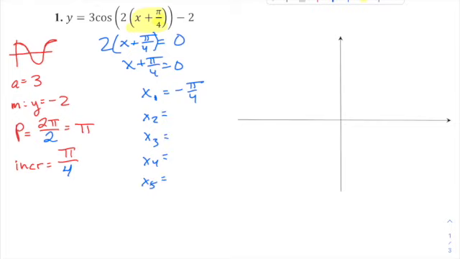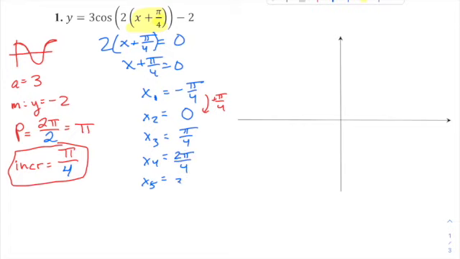They are all this increment distance away. So add pi over 4 and you get to the next key point. -pi over 4 plus pi over 4 is 0. Add it again to 0 and you get pi over 4. Add it again and you get 2 pi over 4. Add it again and you get 3 pi over 4. Now 2 pi over 4 actually reduces to pi over 2. I just kept it as a common denominator until the end. But there you go. There are your 5 key points.